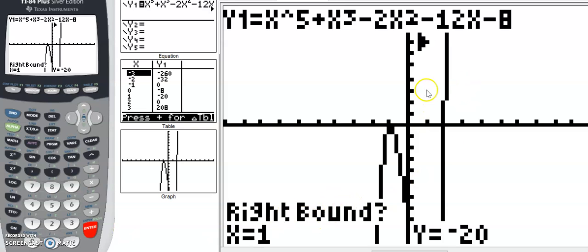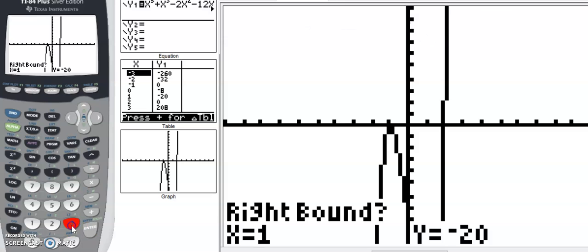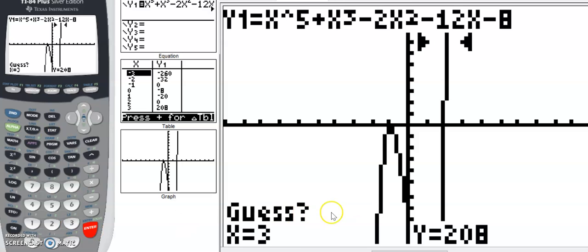Now it wants a right bound. And also notice I put this little triangle here. That's showing me my left bound. So for the right bound, I want to pick a number that I know for sure is to the right of this 0, but not to the right of any other 0. Now, in this case, there are no zeros to the right. But just to be safe, I'm going to pick the number 3 because I can see at x equals 3, that is definitely to the right of this number. So for my right bound, I'm going to type 3, and I'm going to hit enter.